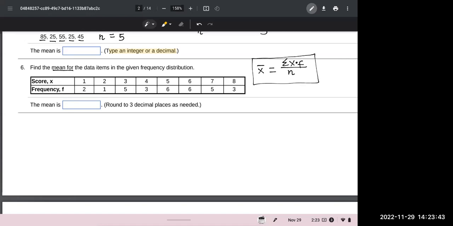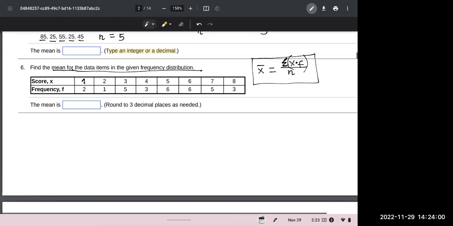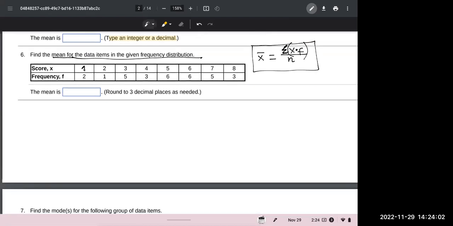You're only going to use this formula when you have to find the mean for a frequency distribution table, and that's what we have. Sigma means that we will be adding x times f, that means you have to multiply each x value by its frequency. So I'm going to rewrite this frequency distribution table for you guys, putting the table vertically.